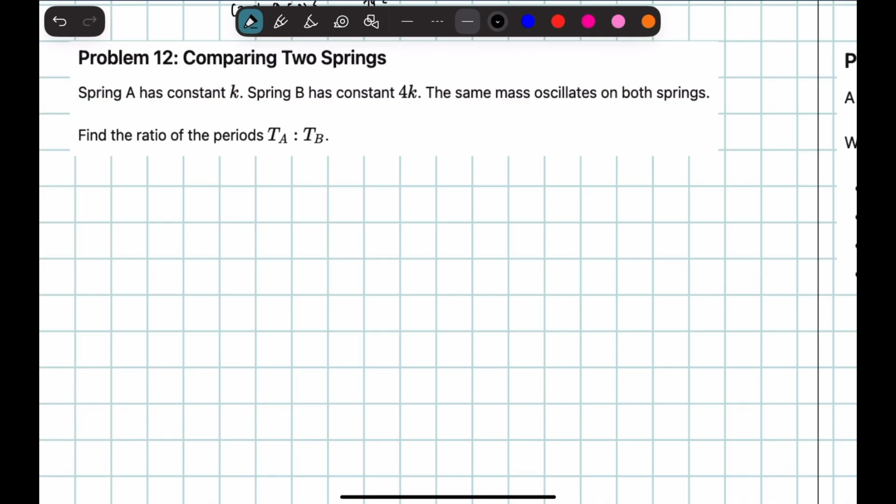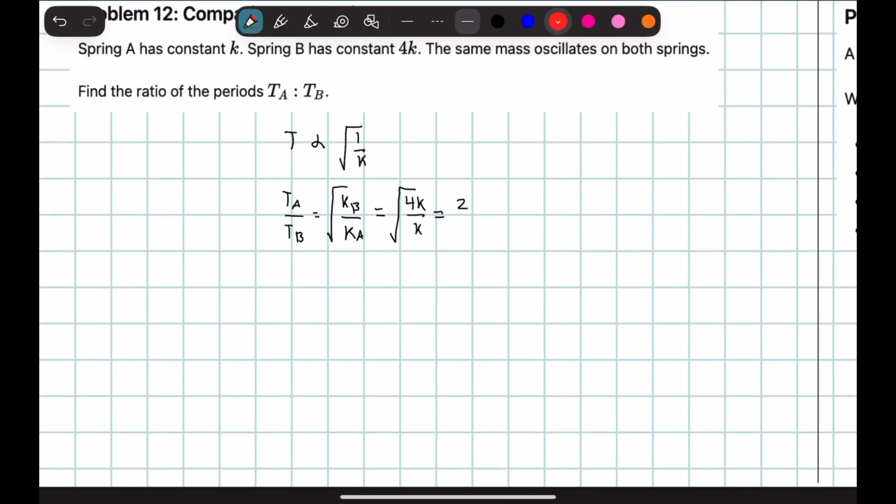Spring A has constant k. Spring B has constant 4k. The same mass oscillates on both springs. Find the ratio of the periods TA to TB. From the period formula, we know that T is proportional to the root of 1 over k. So when we take the ratio of TA over TB, we have the root of kB over kA, which is equal to the root of 4k over k. The square root of 4 is 2, and the k's cancel out, so you're left with 2. So that's going to be a 2-to-1 ratio.